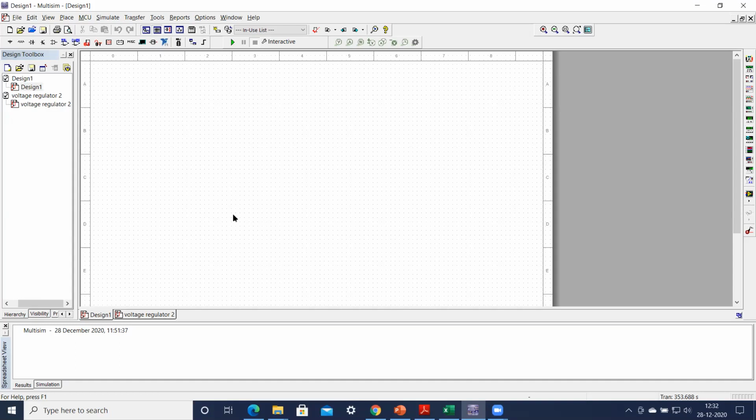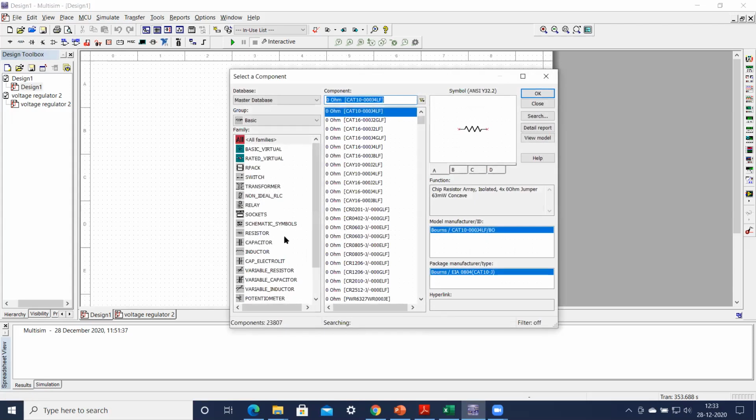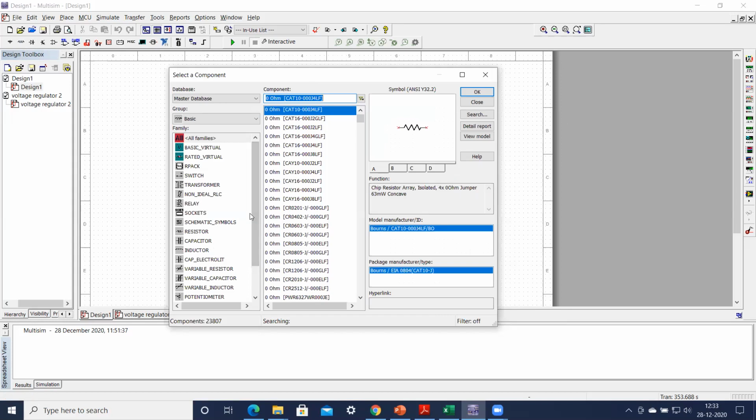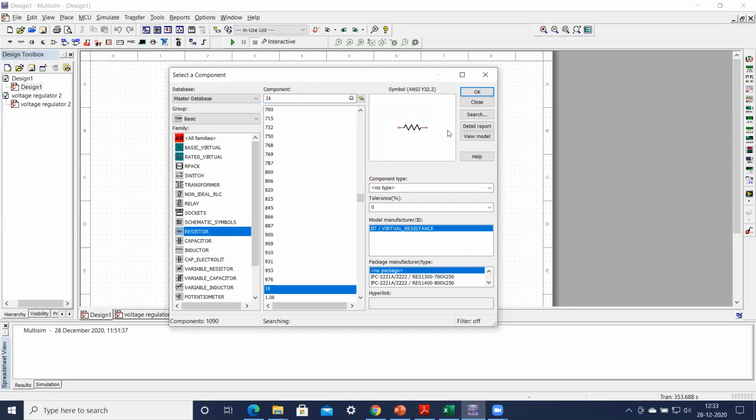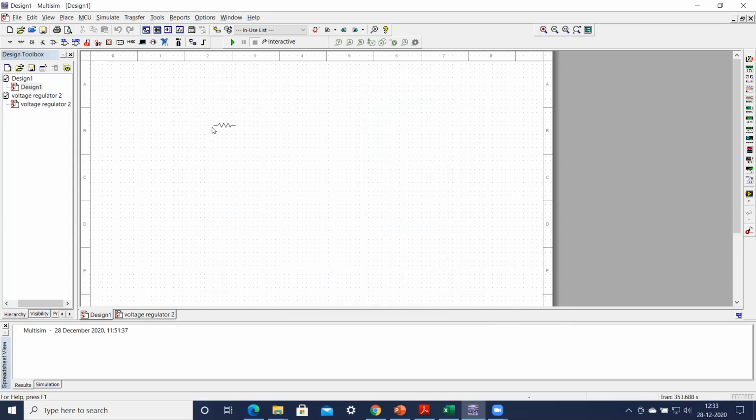First of all, we have to make the circuit. To make the circuit, we need to bring certain components. So first we have to go to the component tab, and from here we can take the different elements required for making the circuit. First of all, I will take one resistance. Later on we can change the value of the resistance as per our requirement.